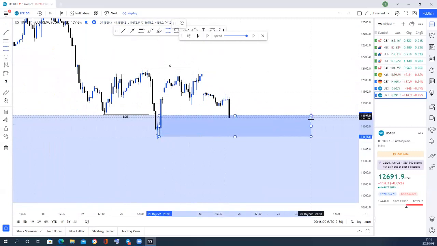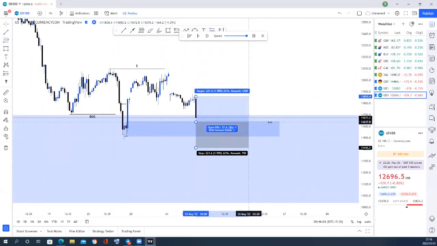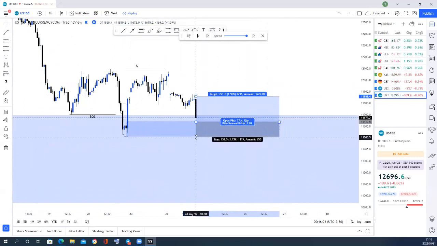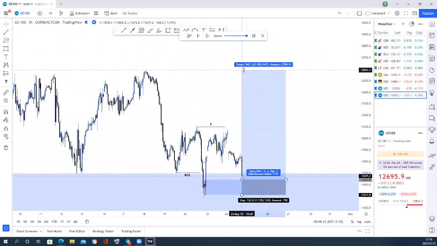So expecting it to come and respect this point of interest here, and then that's where our entry point will be. And then yeah, that's where we can head for this first high here.